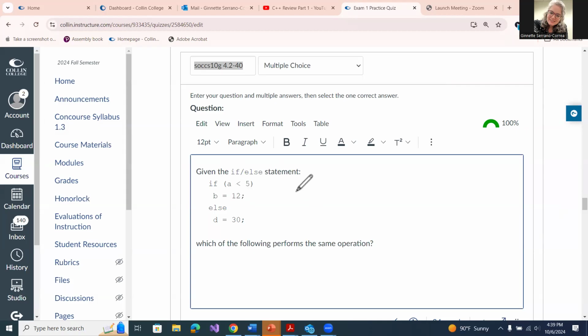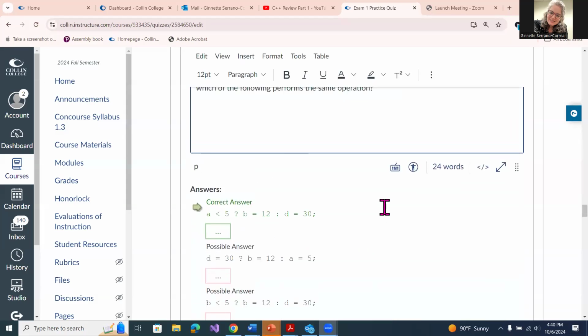So this is the same thing as saying if A is greater than 5, and we use a question mark for this condition, then B gets assigned a 12, otherwise D gets assigned a 30. So if this is true, it does the first statement, the assignment statement, that we have here after the question mark. Otherwise, it does whatever we have after the semicolon.